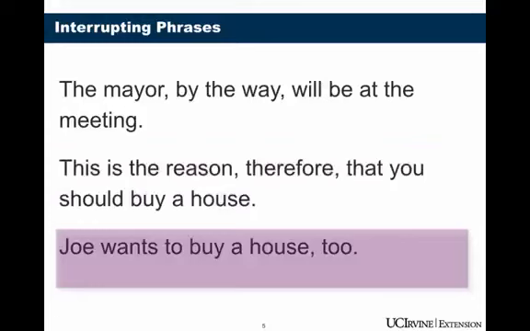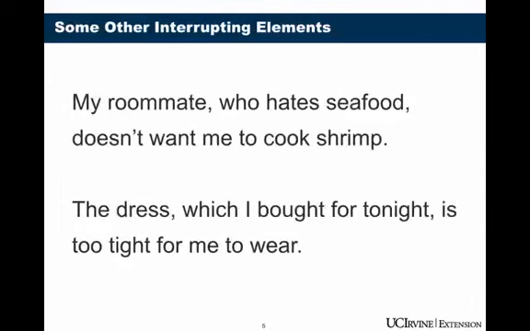In the last one, Joe wants to buy a house, too. Too is our interrupting phrase. Now it's actually at the end of the sentence, but it's extra information, and we have to separate it with a comma. If your interrupting phrase comes at the end of the sentence, you'll only use 1 comma. Here are some other interrupting elements.